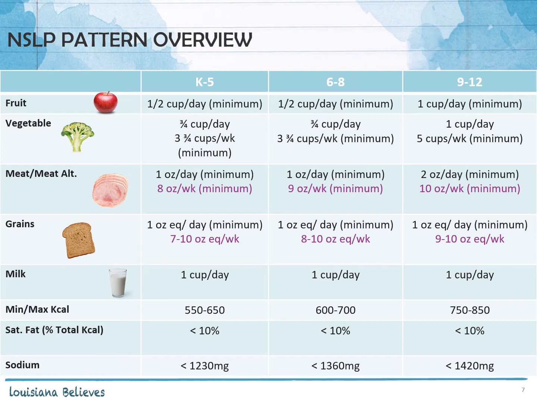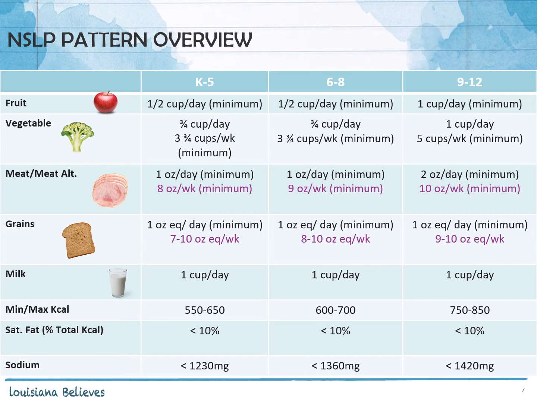The fruit component requires a half a cup of fruit per day minimum for K-5 and 6-8. Requirements double for 9-12 at 1 cup. Vegetables have a 3/4 cup daily requirement for K-5 and 6-8. However, 1 cup is required for 9-12. Meat and meat alternates have a daily minimum requirement of 1 ounce equivalent with increased weekly requirements. 9-12 has a 2 ounce daily minimum requirement.